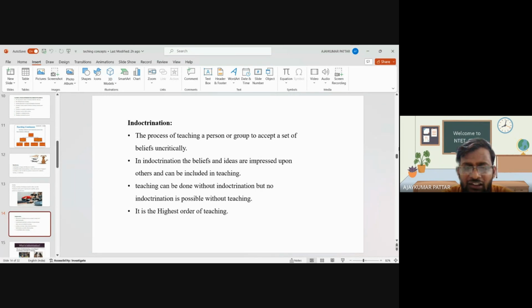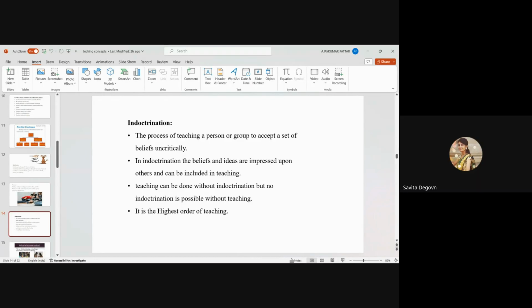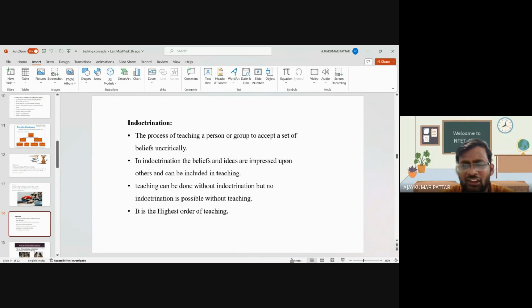I can't force you to accept this theory. So that is the meaning of this sentence. Clear? Yes, sir. Teaching can be done without indoctrination, but the indoctrination process is not possible without teaching. Teach karna hi padta hai. That is the meaning of this sentence. Then it is the highest order of the teaching.